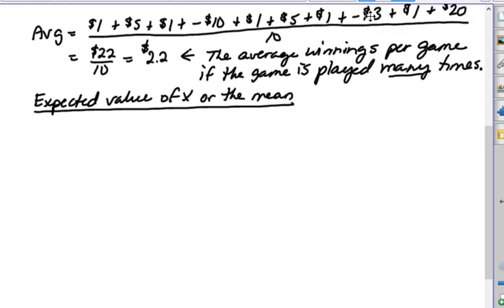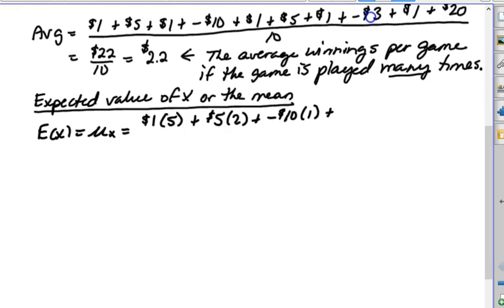So I'm going to say that the expected value, or the mean of x, is $1 times 5. We have 5 different ways to get $1. There are 2 different ways to get $5, so we have $5 times 2. And then each of the other outcomes only occur once. So we have negative $10 times 1 plus negative $3 times 1 plus $20 times 1. And these are all divided by 10.